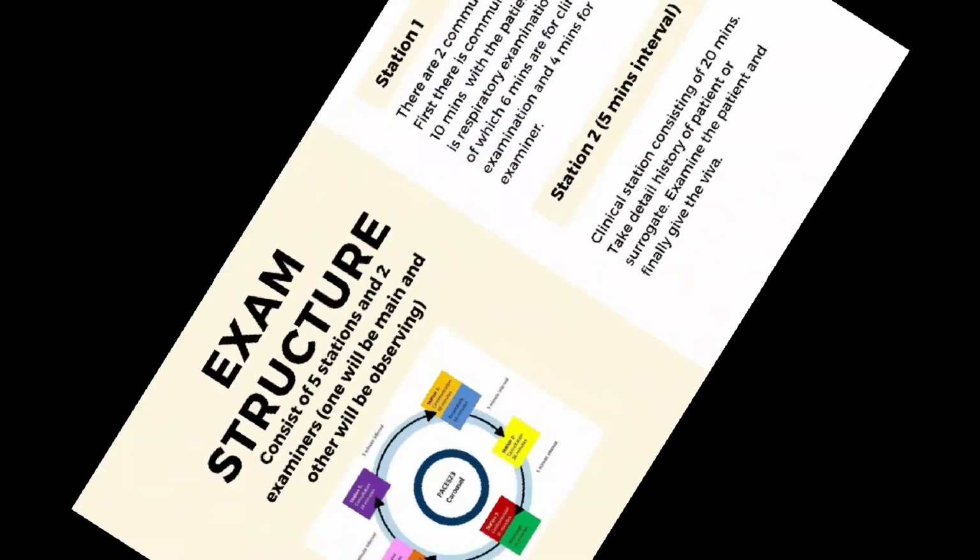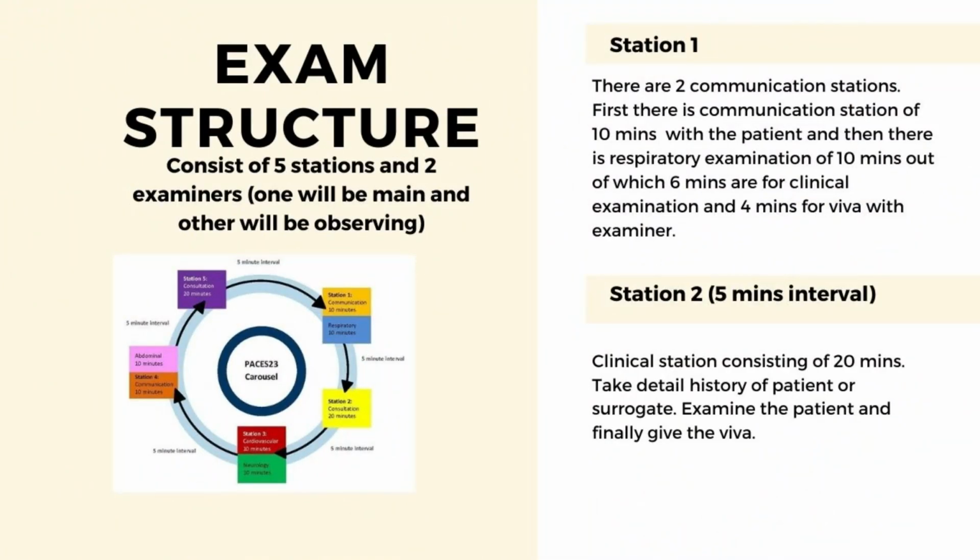And next is exam structure. Recently, the exam structure of the PACES exam has changed. The recent format also consists of 5 stations, but the stations are different. Now there are 2 communication stations. The first station is about communication, 10 minutes, and then there is a respiratory examination also consisting of 10 minutes, out of which 6 minutes is for the clinical examination and 4 minutes are with the examiner for the viva. While for communication, all the 10 minutes are with the patient. You don't need to go to the examiner for the viva in the communication station.